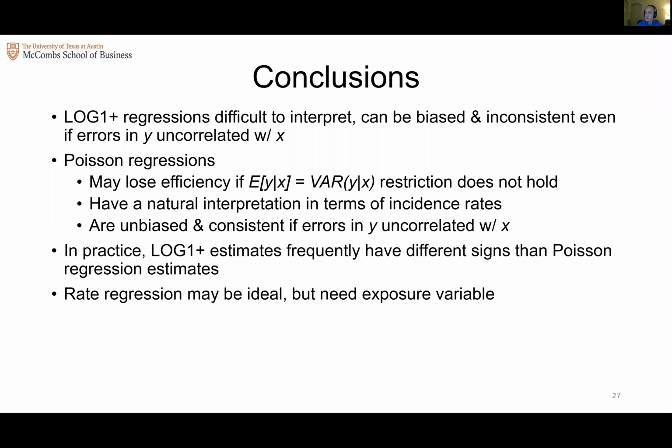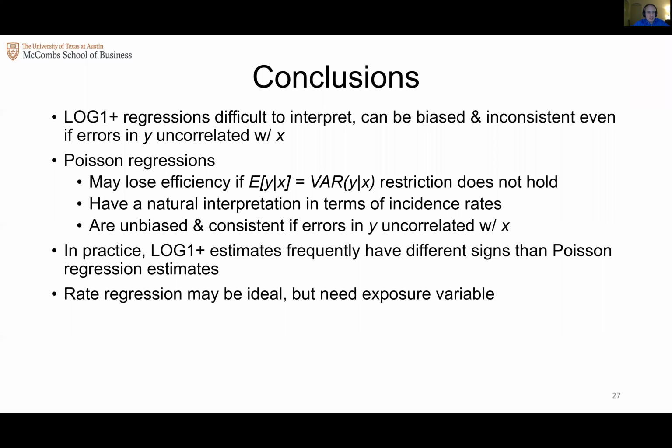You do lose some efficiency if the conditional mean, conditional variance equivalence restriction doesn't hold, but they have a natural interpretation, at least in terms of incident rates, which are like elasticities, and the estimates are unbiased and consistent under the standard exogeneity assumptions. And generally speaking, that's, I think, the first order criteria we would have for deciding whether or not a particular estimator is a good estimator to use or a bad estimator to use, okay?